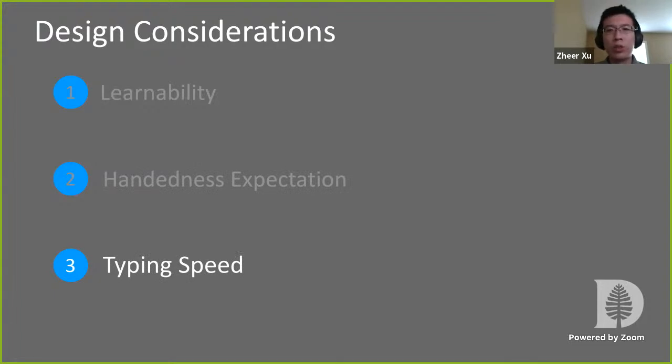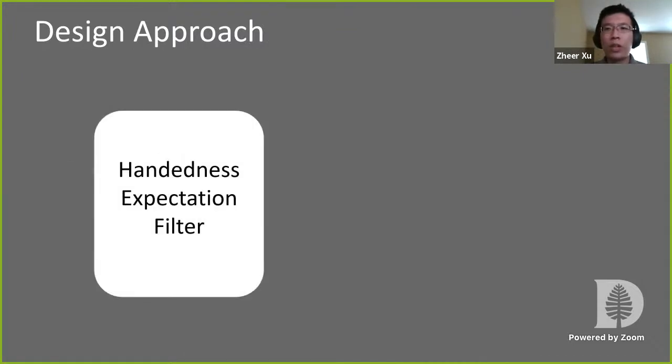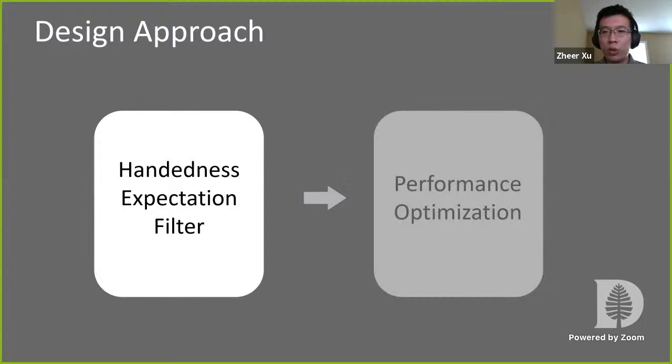Typing speed is also important. This is our motivation to use both hands. So we organized our design approach into 2 steps. First, we filtered out those candidate keyboard layouts that greatly disobeyed users' handedness expectations. For the remaining ones, we conducted an optimization to look for a speed-optimized keyboard.